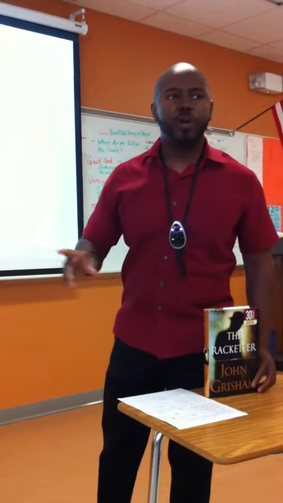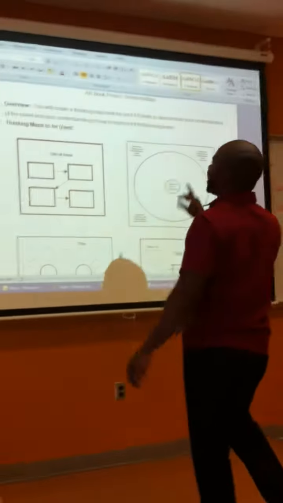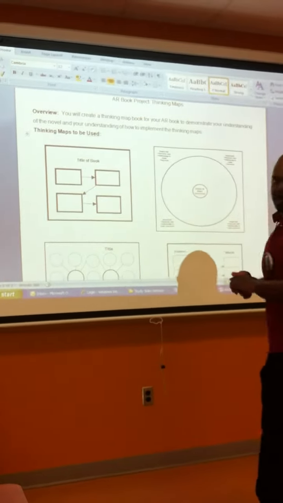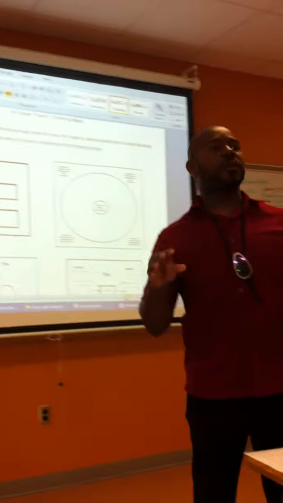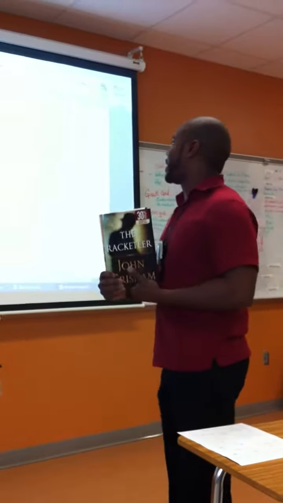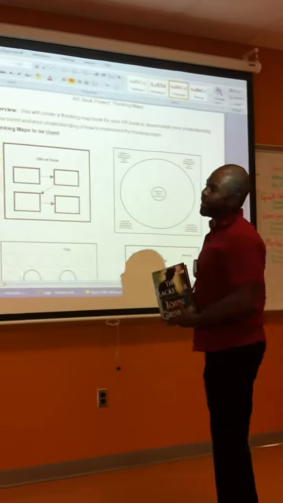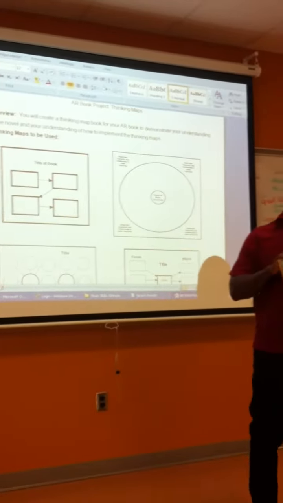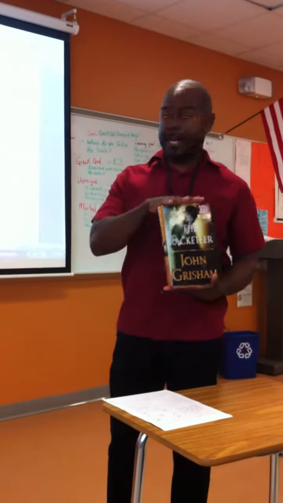So let's first start with the directions, okay? Our overview is you're going to create a thinking map book for your AR book. Whatever book you happen to be reading right now, you're going to create an AR book map, okay? We're going to use The Racketeer, this book we've been reading in class, all right, to demonstrate your understanding of the novel and what's going on in the book, to help you put together the pieces of the text, okay?